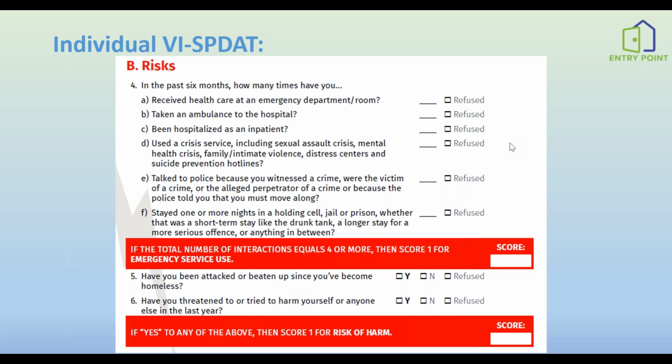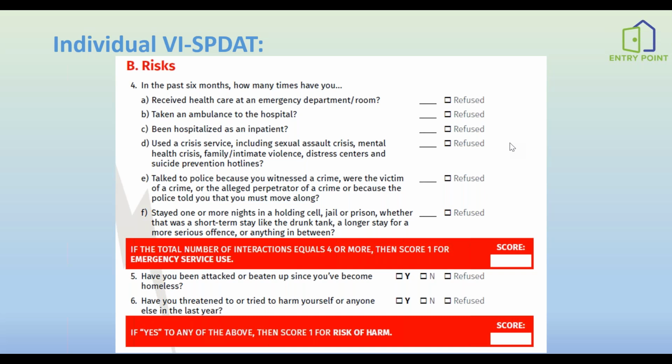So the next section is the risk section. Now the question says, "In the past 6 months, how many times have you," and then asks a bunch of things. And someone's response is going to be just one word or a number. 0 times, 3 times, no, I have not, so on. And you enter that number in the blank that's provided.